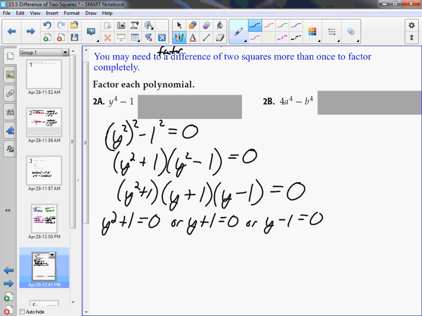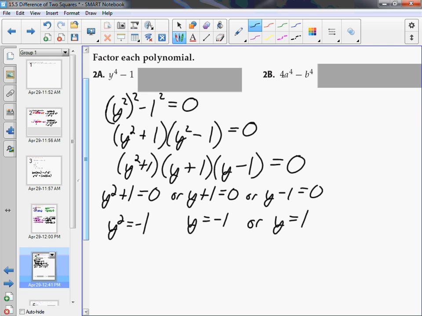Now these last two are easy to solve. If y minus 1 equals 0, we add 1 to both sides, we get that. If y plus 1 equals 0, we subtract 1 from both sides to get that. If y squared plus 1 equals 0, we would subtract 1 from both sides, because I've already told you y squared plus 1 is not factorable. And then we would try that take the square root of both sides technique.